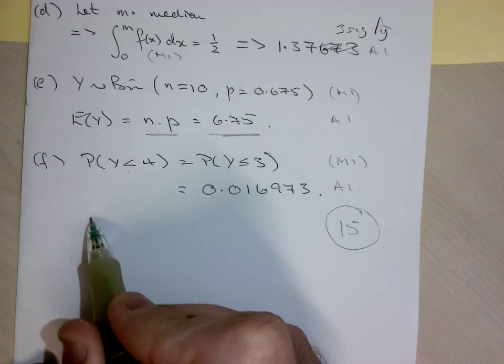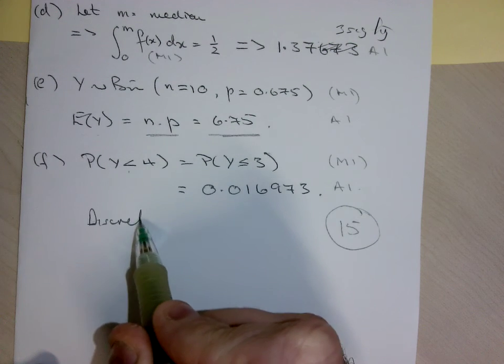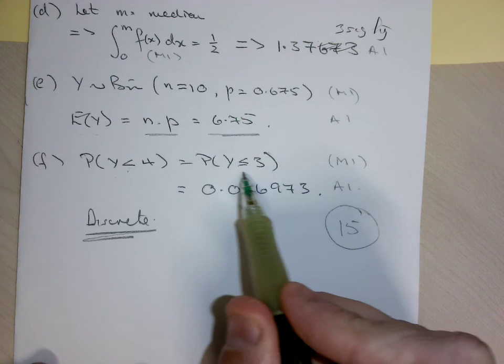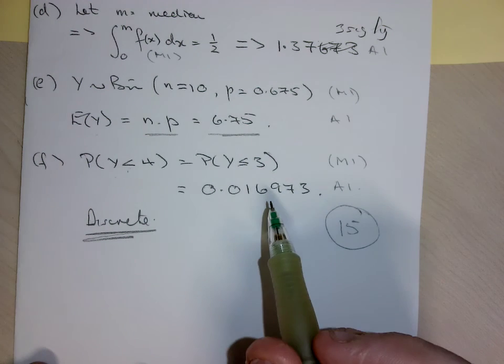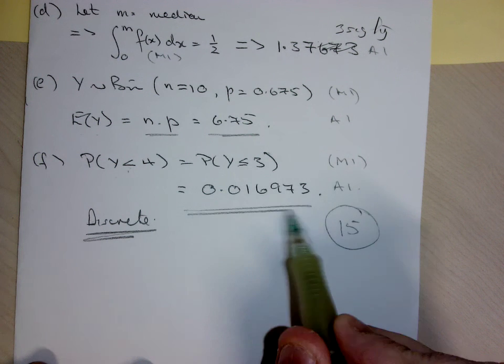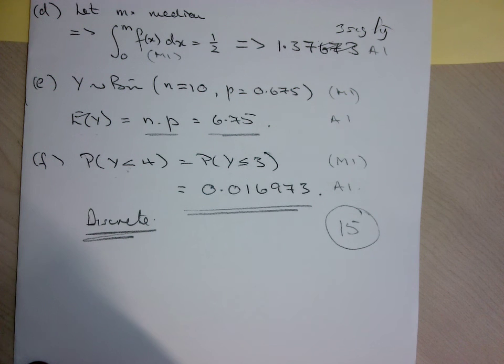Of course, now binomial is discrete. So less than 4 is less than or equal to 3. And of course, I'm going to use the binom CDF function on the calculator with the appropriate parameters to get the appropriate result there.